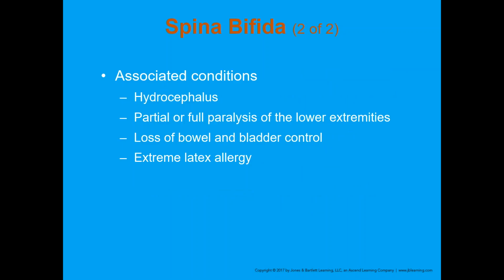There's a couple different things that go along with it. Obviously, partial or full paralysis of the lower extremities. It's kind of a given. Like we said, they've got to surgically close it up. They usually end up with some kind of damage from that. Hydrocephalus, they'll have some fluid on the brain. Loss of bowel or bladder control. Again, it depends on where that surgery was done. How far down was their spine exposed?